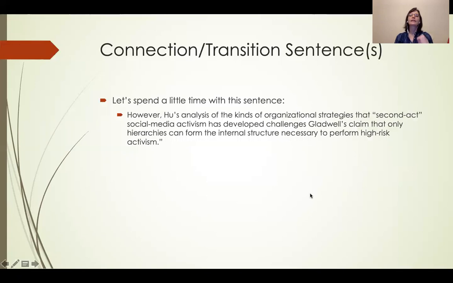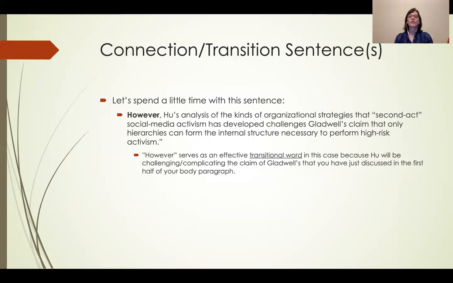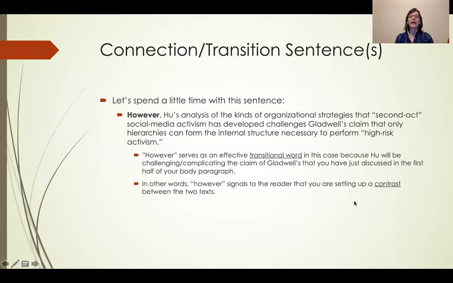Okay, and let's spend a little time with that sentence to break it down into its components. First, let's focus on the word however. So however serves as an effective transitional word in this case because Hugh will be challenging or complicating the claim of Gladwell's that you have just discussed in the first half of your body paragraph. Okay, so it serves as an effective transitional word between Gladwell and Hugh because it's signaling to the reader that we're setting up a contrast between those two texts, right?